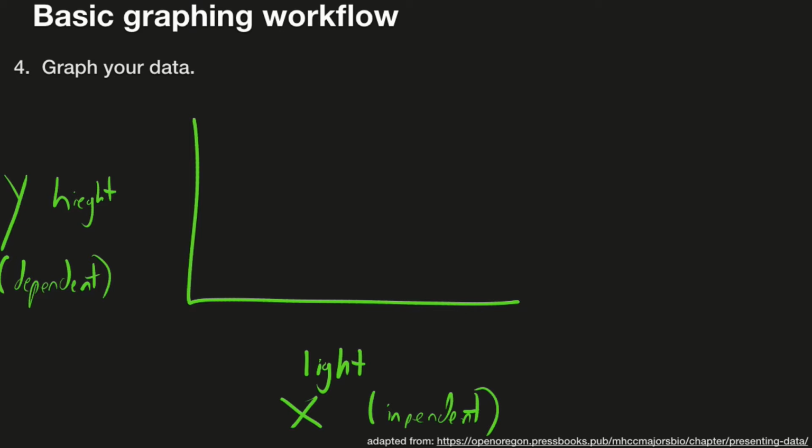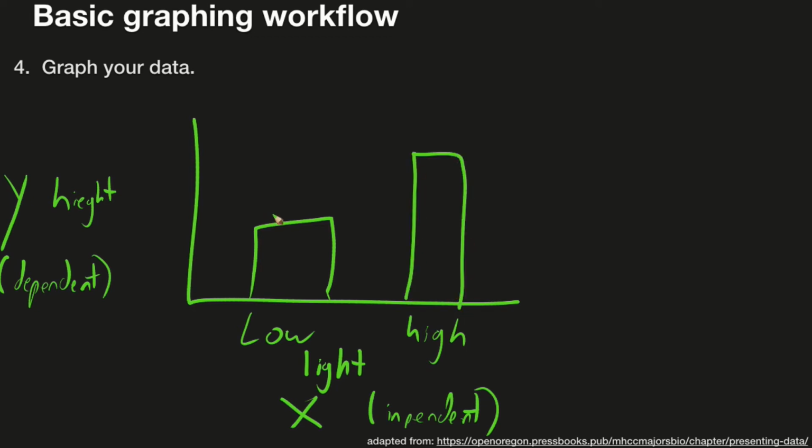Next, we want to actually start working on graphing our data. And so with light, we're thinking about just a categorical variable to keep this simple. So we could have low or high. And since we have a categorical variable and a continuous variable, a bar graph would be an appropriate way to graph this. And so graphing our data would be the means of our low light and means of our high light. And so this right here would represent the height. And so now you could think about this as our data being represented within this graph.